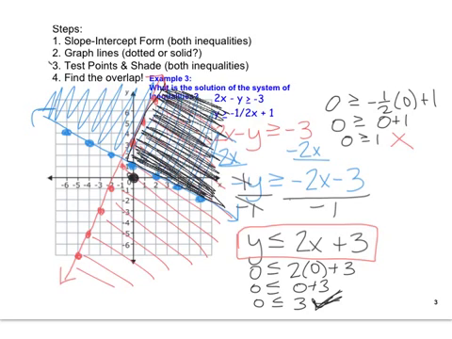So for example, I may want to know if the point (2, 3) is part of the solution. Well, I would go to my graph and say 2 is here, 3 is up here. Is that part of the solution? Yes, (2, 3) is a solution because it falls in the shaded region.